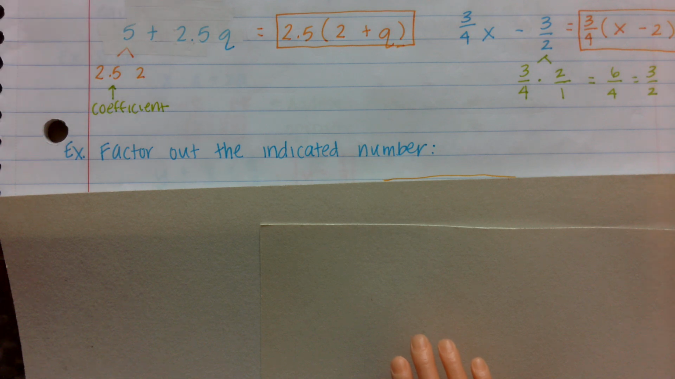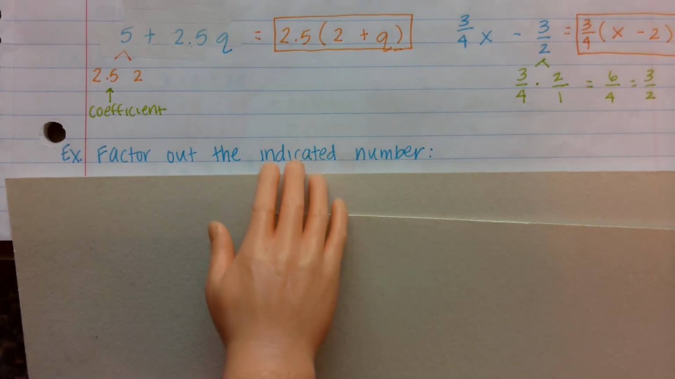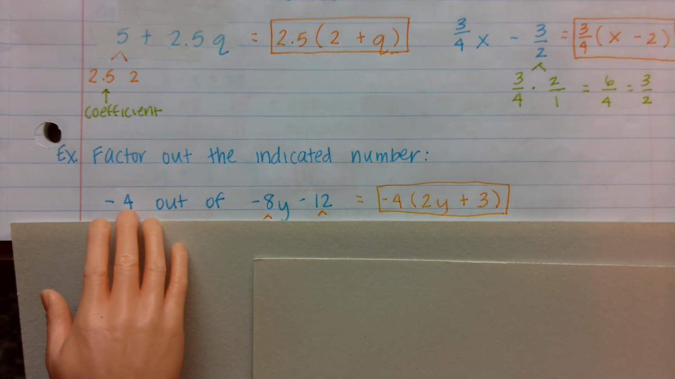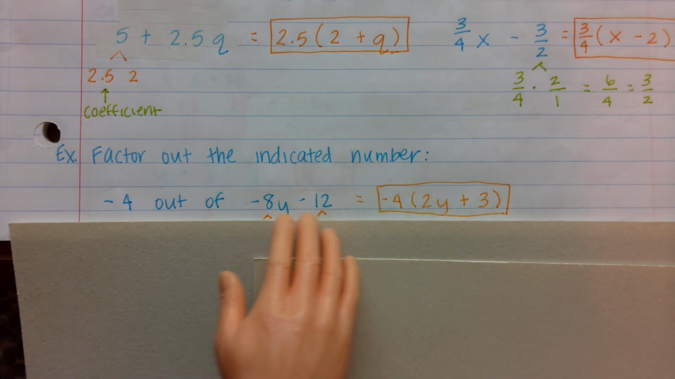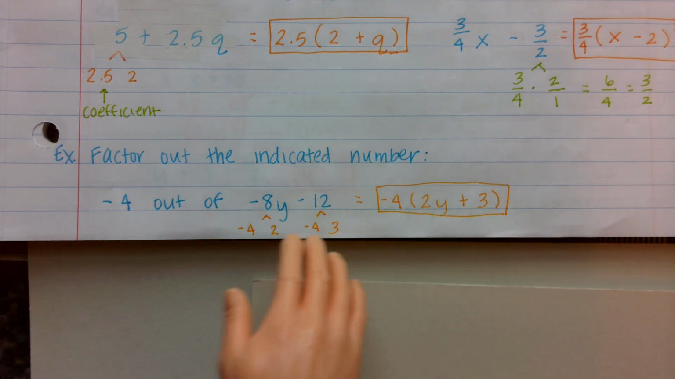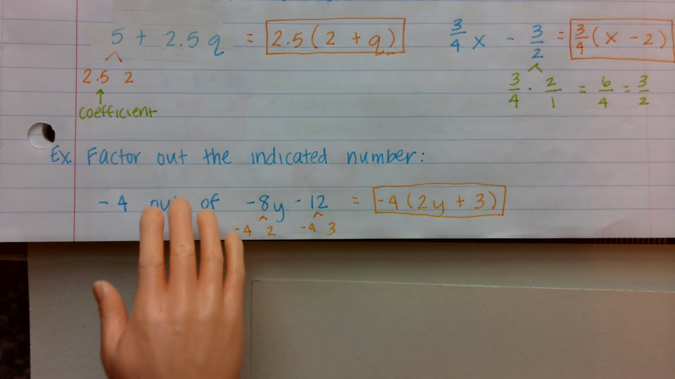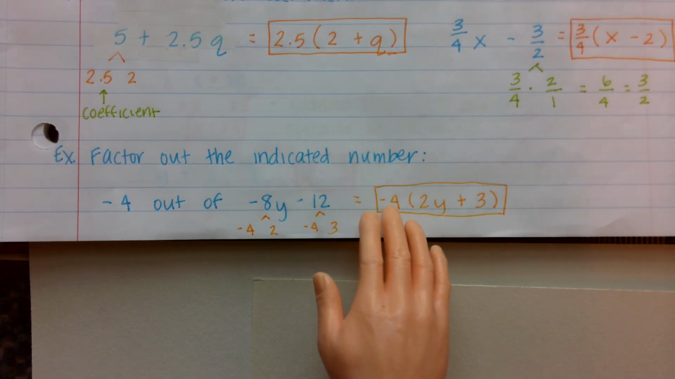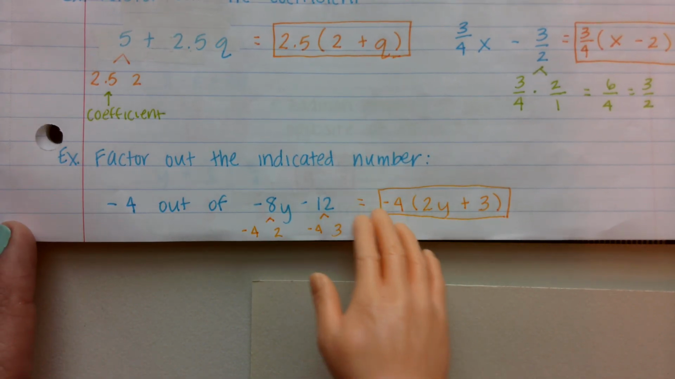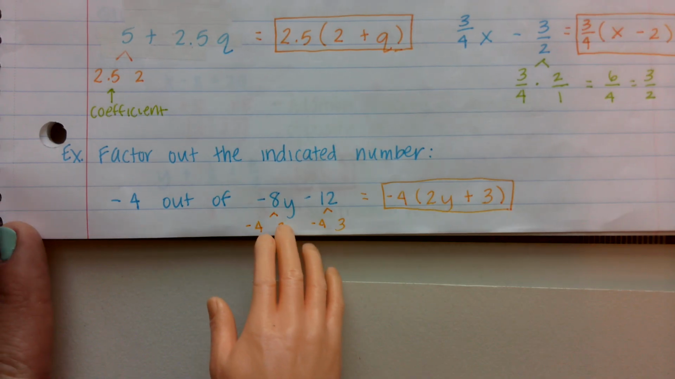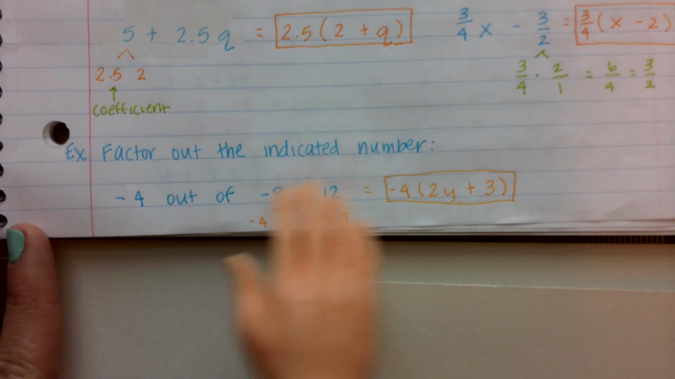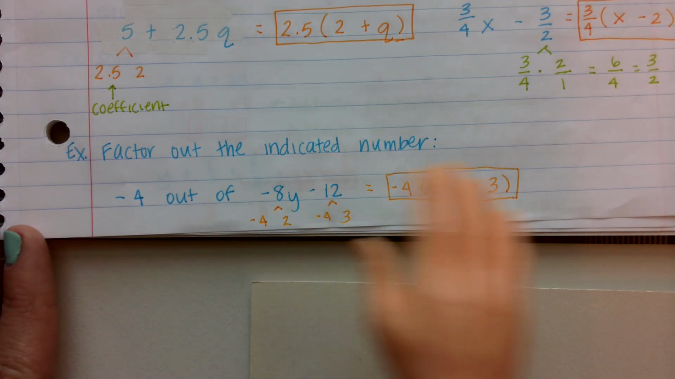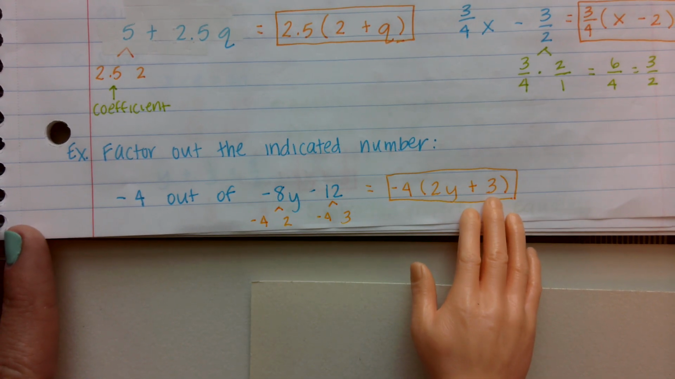So now we are going to factor out the indicated number. Indicated means the one that they tell us. So they tell us, take out a -4 out of -8y minus 12. So 8 and 12 have common factors of 4. That is what they told us to take out, so that's going to go on the outside. And then since I take out a negative number here, -4 times +2 makes -8. So I have +2 here. -4 times +3 makes -12. So I have to have +3 here as well.